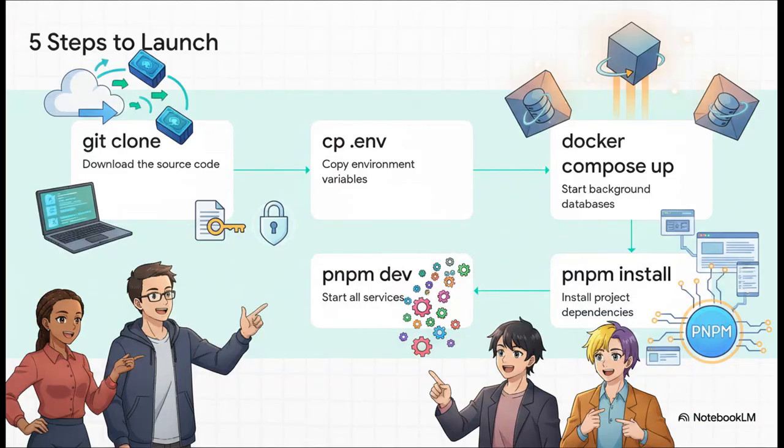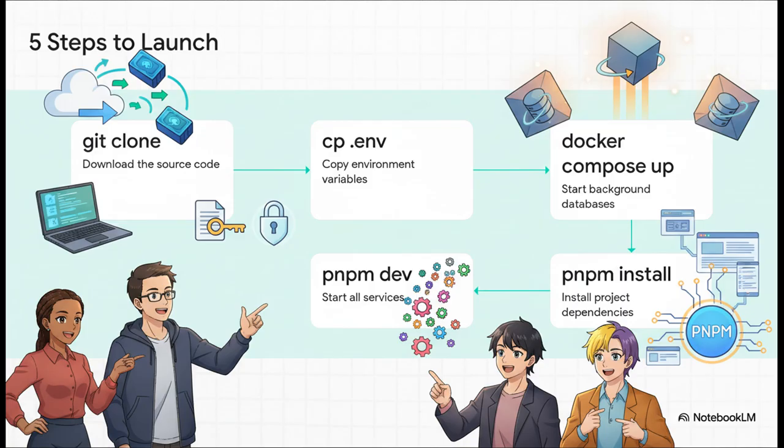The whole setup is honestly just 5 simple commands. First, git clone downloads all the code. Second, you copy the example environment file. This is where your secret API keys will go in a bit. Third, Docker Compose up magically spins up your databases. Fourth, PNPM install grabs all the code libraries you need. And finally, PNPM dev starts everything up.